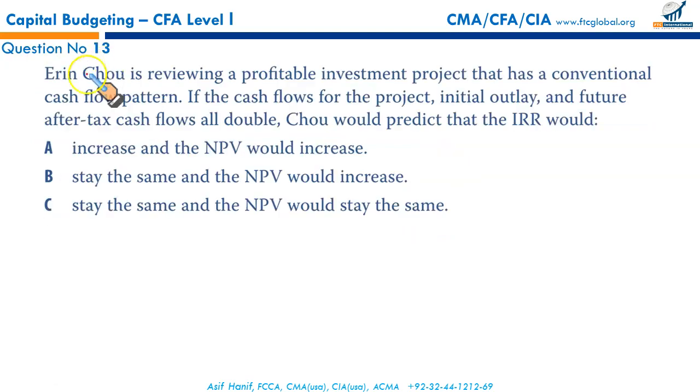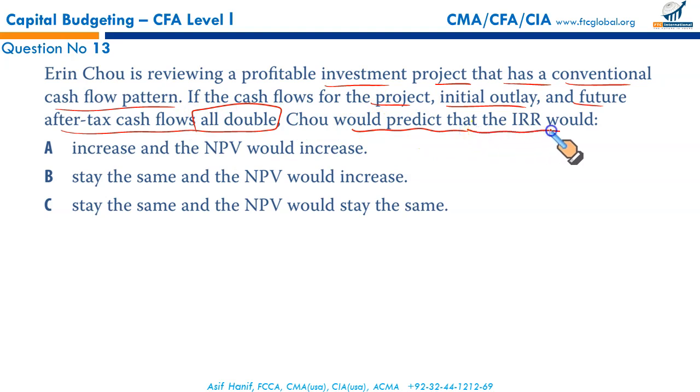Next, question 13. Aaron Chow is reviewing a profitable investment project that has a conventional cash flow pattern. Conventional cash flow means initially an outflow and then all inflows. If the cash flows for the project, initial outlay and the future after-tax cash flows, are doubled, Chow would predict that the IRR would be.